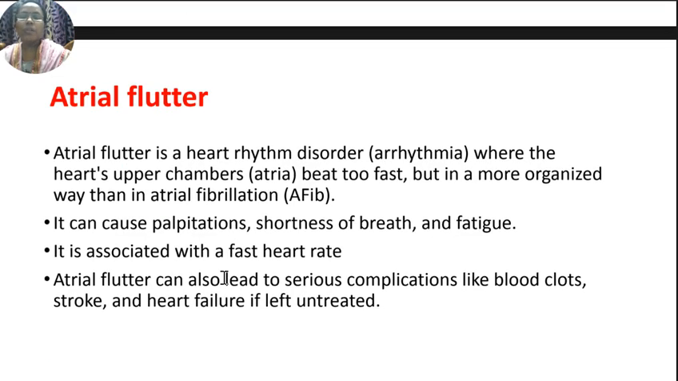Atrial flutter. Flutter is a heart rhythm disorder, that means arrhythmia. A less regular heart rate, an irregular heart rhythm, is called arrhythmia. If it occurs in the upper chambers, it is called atrial flutter. If it occurs in the lower chambers, it is called ventricular flutter. But the most commonly occurring disorder is atrial flutter.